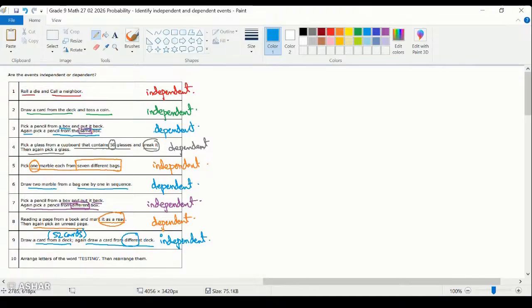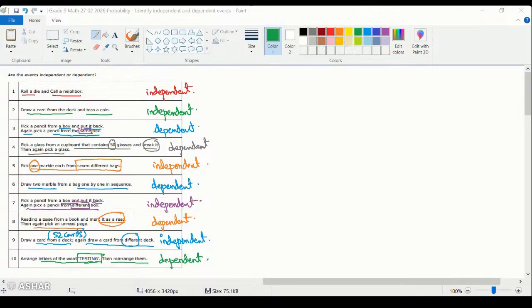It's a single card. It says arrange the letters of the word testing, then rearrange them. So would it be dependent or independent? It is dependent, right? Because we only have the word testing and we only have these alphabets. So we say this is a dependent event, right? So let's look at some more examples.